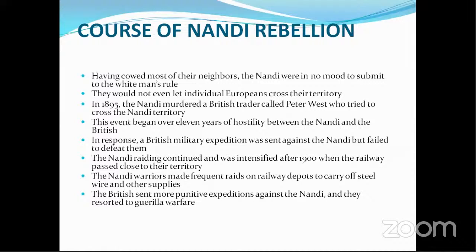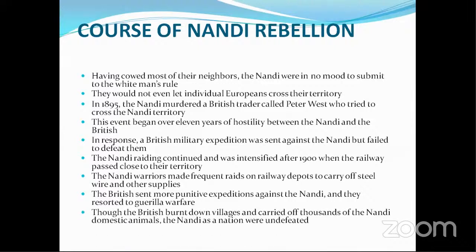You understand? Those who were stealing the steel wire could be punished by the British. They sent more expeditions, and this is the war now. All this is showing us war between the British and the NANDI. Then there is also this other statement that although the British burnt down villages and carried off thousands of NANDI domestic animals, the NANDI as a nation were not defeated. You understand? Remember, we are talking about a fight of 11 years.